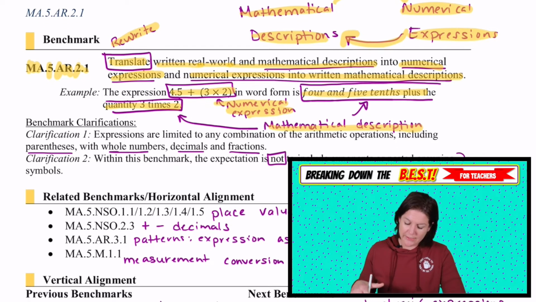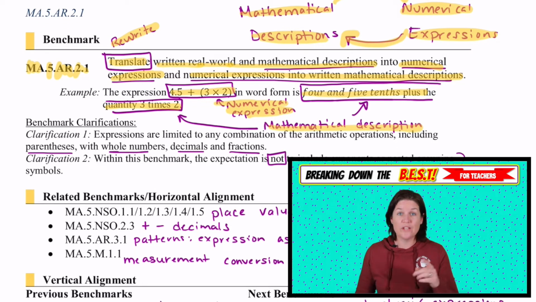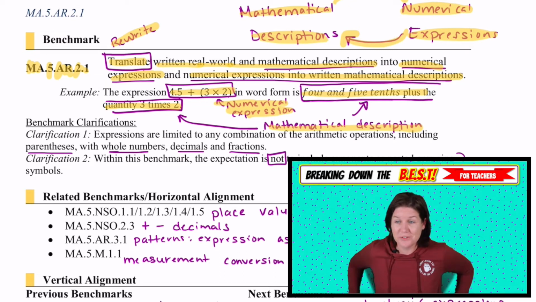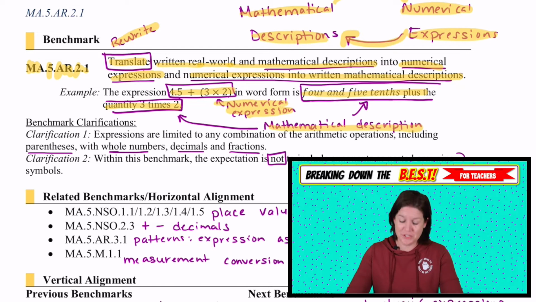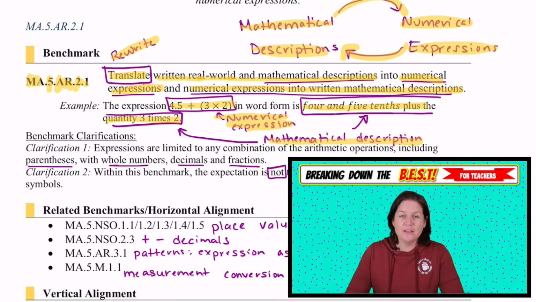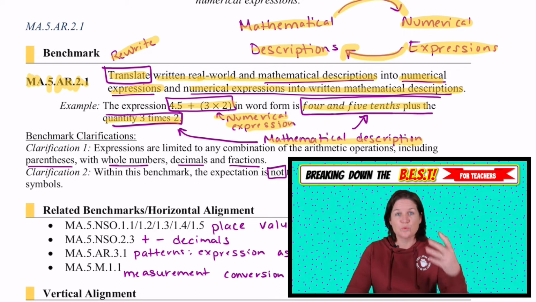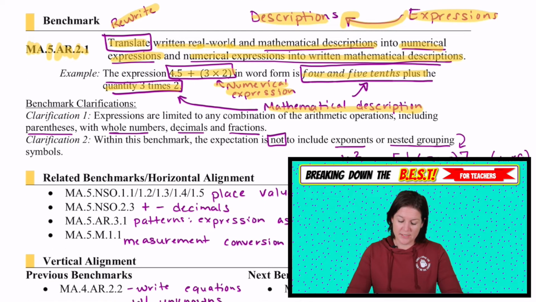Now I'm going to point out right now that there is not just one way to write a mathematical description. There's a bird outside that wants to join in on the conversation apparently. There are a lot of different ways to write a mathematical description. So being able to write and being able to recognize a mathematical description is what is key here.